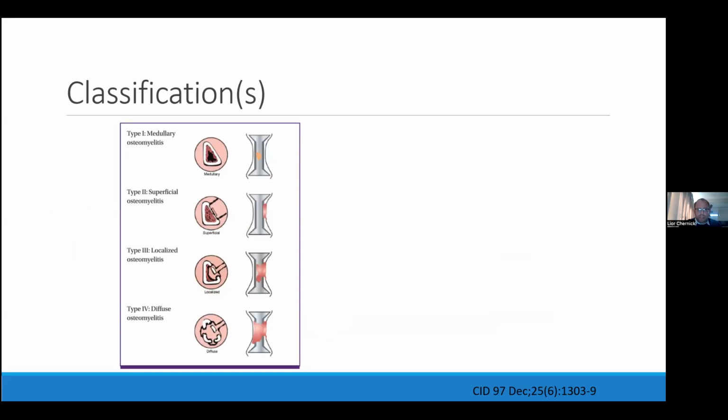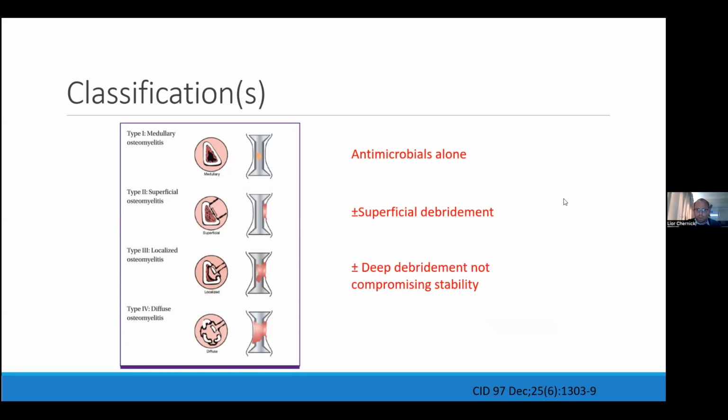So just to go through those again, it often bears weight in terms of the treatment options. So type 1 would be medullary, where you just have medullary cavity involvement, and that can often be treated with antimicrobials alone. Type 2, superficial osteomyelitis, where superficial tissue debridement is what's needed. Type 3, where it's a localized osteomyelitis, but deeper, but doesn't compromise stability. And type 4, where without radical debridement, which is going to require implantation of hardware, you can't maintain stability.